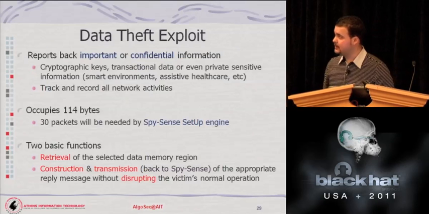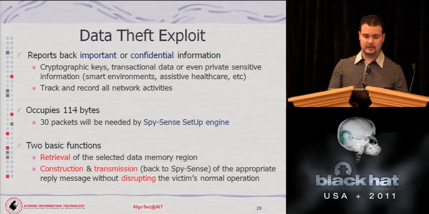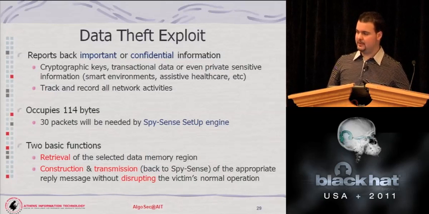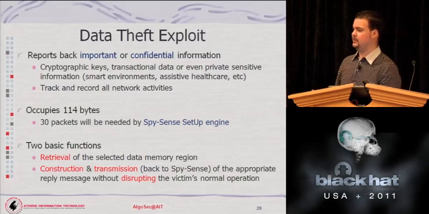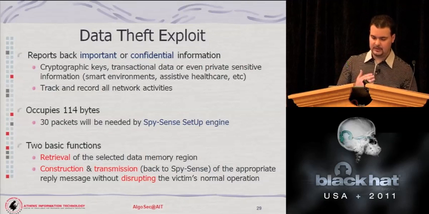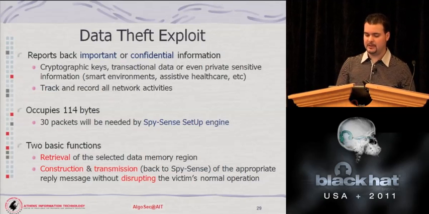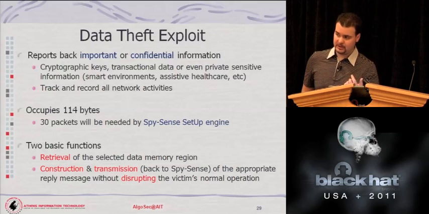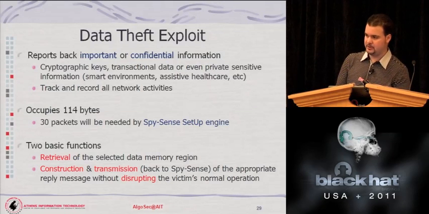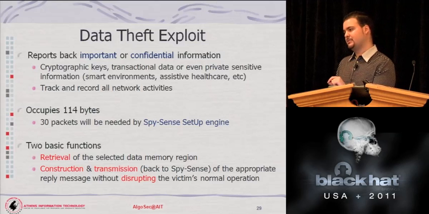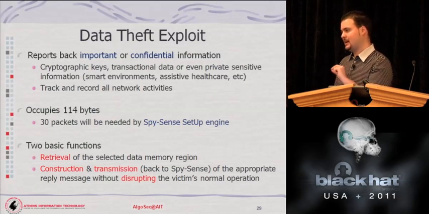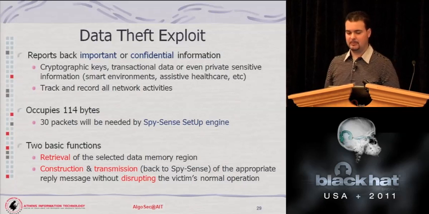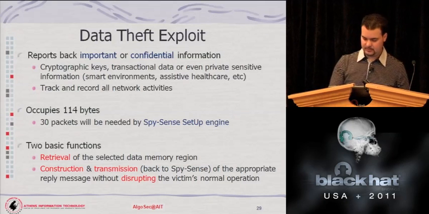Now, starting with the data theft exploit, as we said, it reports back important or confidential information. It has two basic functions: retrieval of the selected data memory region, which you give as an exploit argument, and it constructs and transmits back to SpySense the appropriate reply message with the selected data. The important thing, though, is that it does so without disrupting the victim's normal operation. It sends the message back to SpySense only when the node doesn't have to do anything else. It occupies 140 bytes, so 30 packets will be needed by the SpySense setup engine to inject the code.